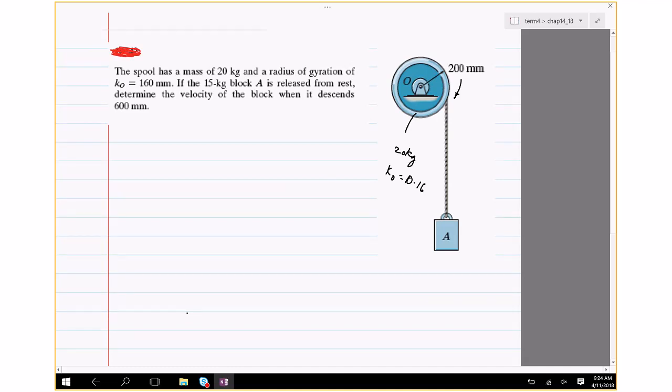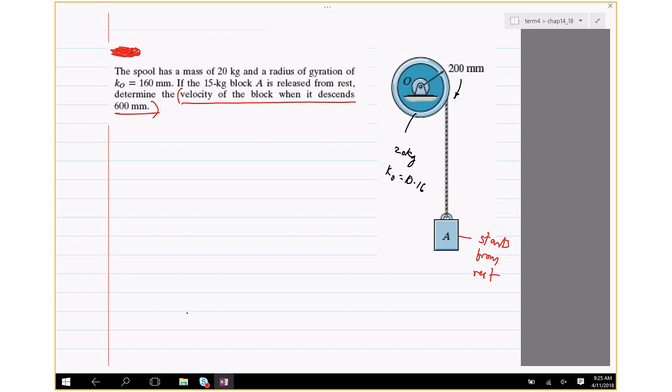Okay, the spool has a mass of 20 kilograms and radius of gyration of 160 millimeters. If the 15 kg block is released from rest, determine the velocity of the block when it descends 600 millimeters. So again, the key here is velocity as a function of displacement. So you're going to use either conservation of energy or principle of work and energy, right?